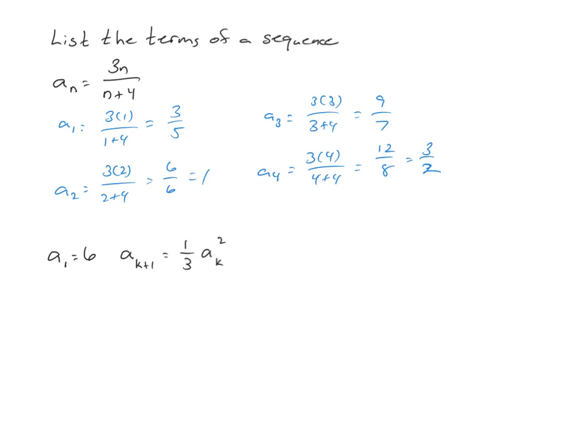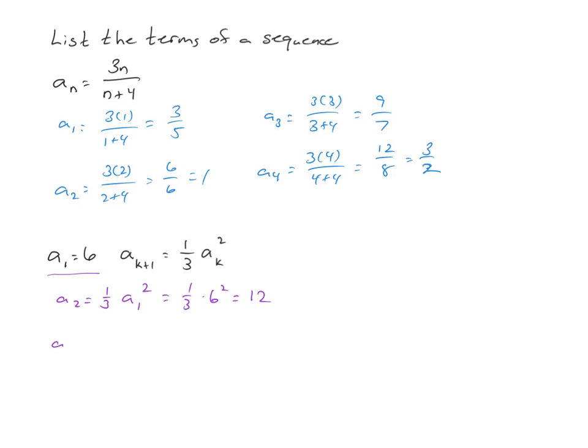Now, with the recursive definition, I am going to go through, and they tell me what that first term is. In this case, a sub 1 is 6. And this rule tells me how to get to the next term. So I know that a sub 2 is going to be 1/3 of a sub 1 squared, which is going to be 1/3 times 6 squared. Well, 6 squared is 36. 1/3 of that is going to be 12.